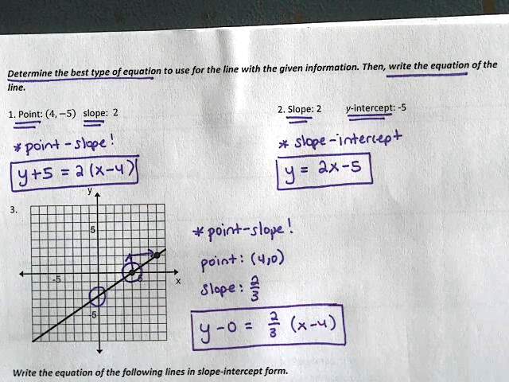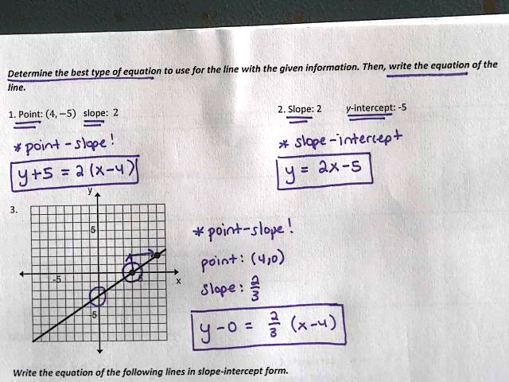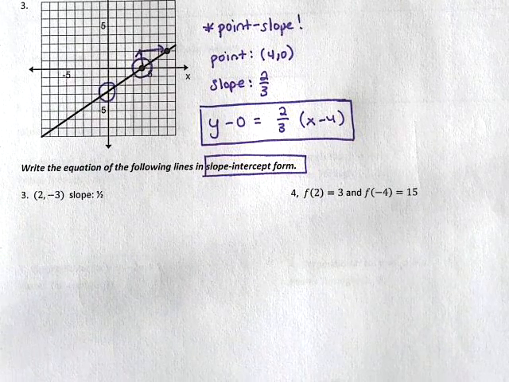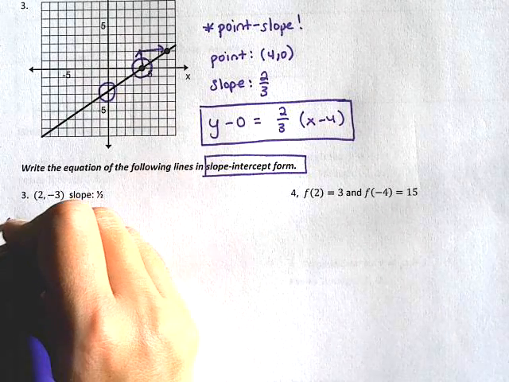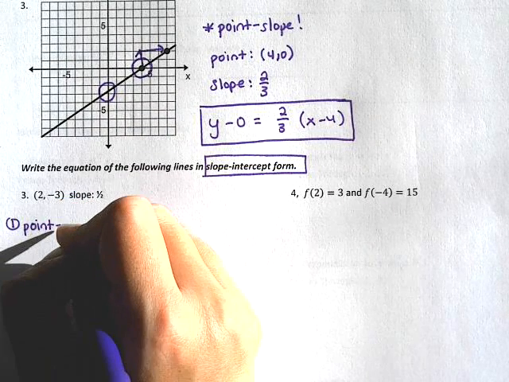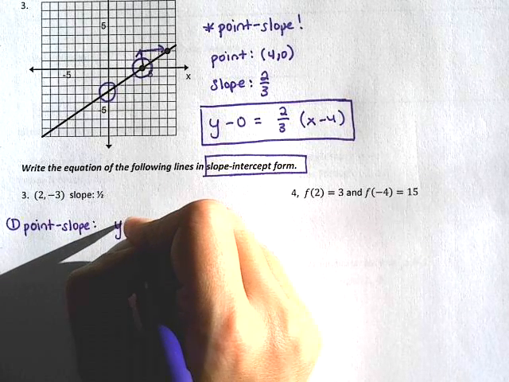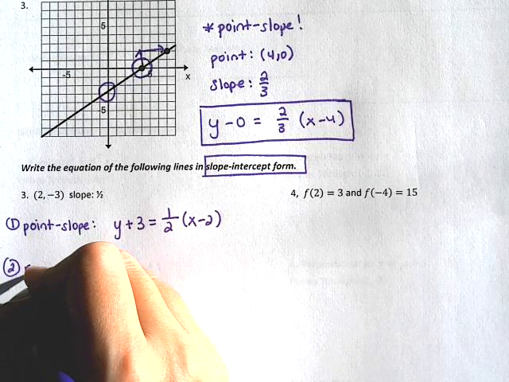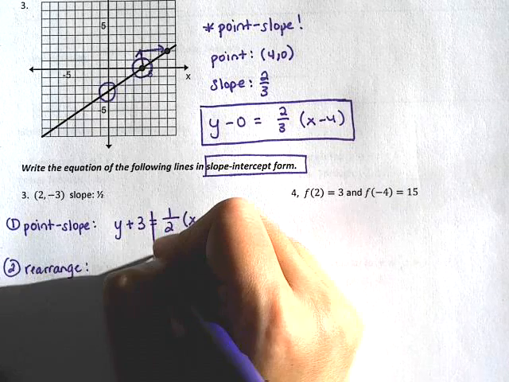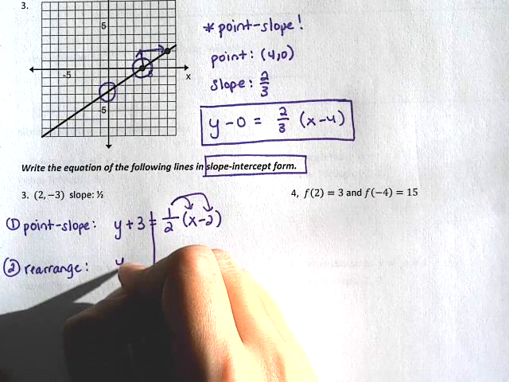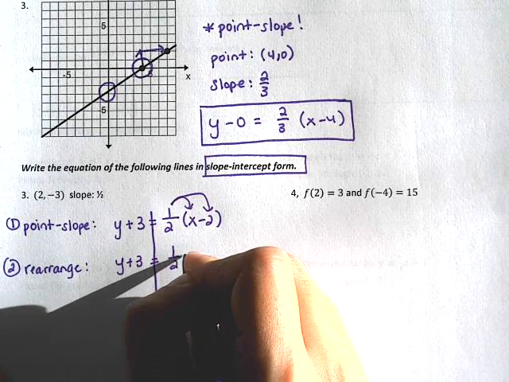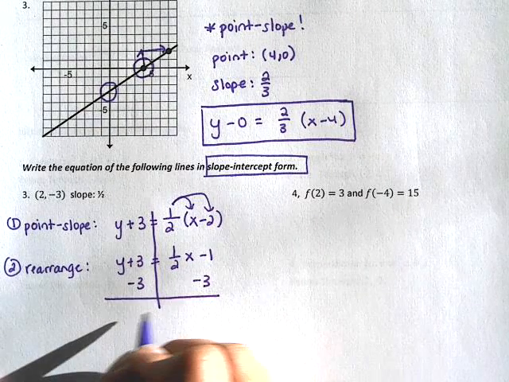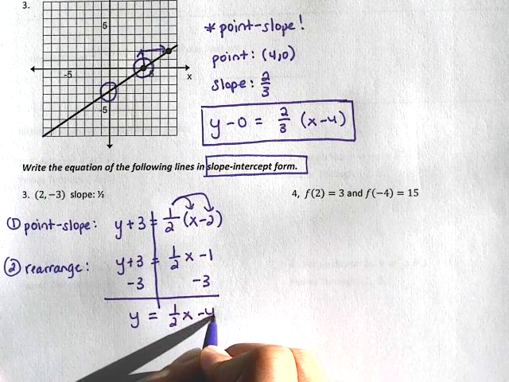You only need to use the form that you pick out. Now sometimes I'm going to say write the equations in slope-intercept form, and you're not going to have a choice. So if I give you a point and a slope, start with point slope. y plus 3 equals 1/2 times x minus 2. Then rearrange it. Distribute the 1/2. So you have y plus 3 equals 1/2 x minus 1. Then subtract the 3. So y equals 1/2 x minus 4. And you're done.